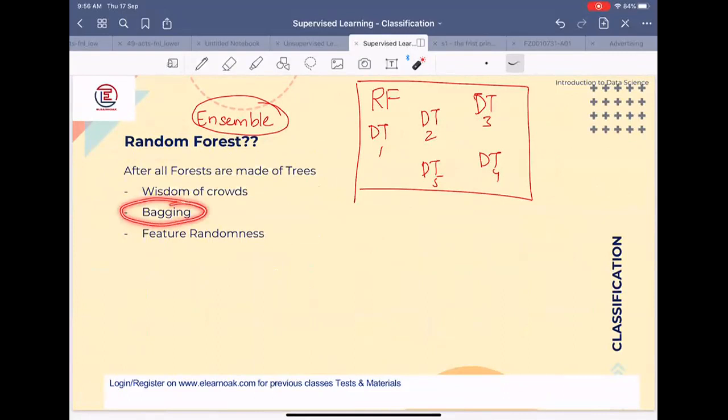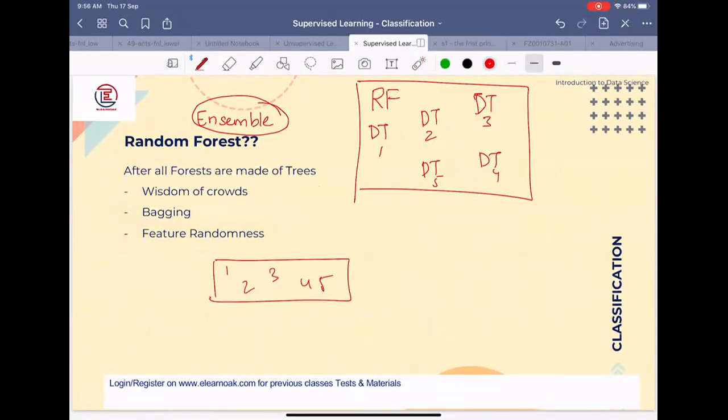One is called bagging, the other is called feature randomness. Let me quickly show you what bagging is and what feature randomness is. We had 15 data points. Let's say I have maybe 5 data points, 1, 2, 3, 4, 5. Using these data points, I will create decision tree 1.